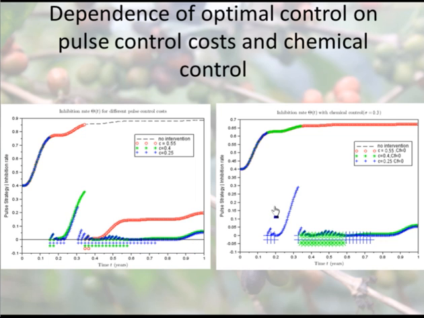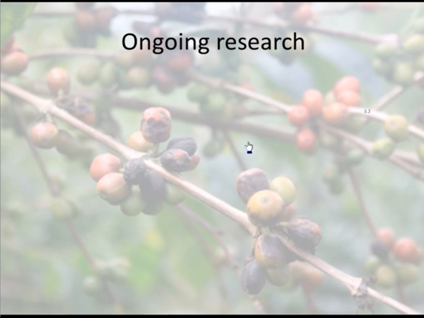This is a similar plot. In this case, a constant chemical control is exerted at the same time. Here you can see the inhibition rate is limited at 0.7, and you can see that less control is necessary. In this cost scenario, there's no additional control needed in order to obtain the optimal solution.